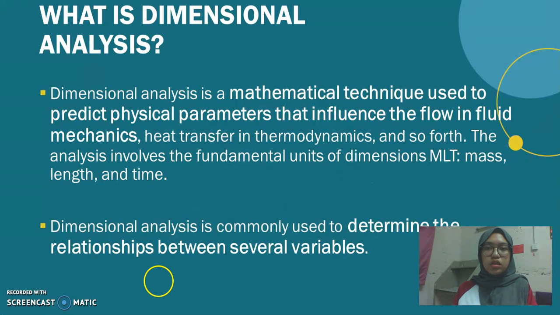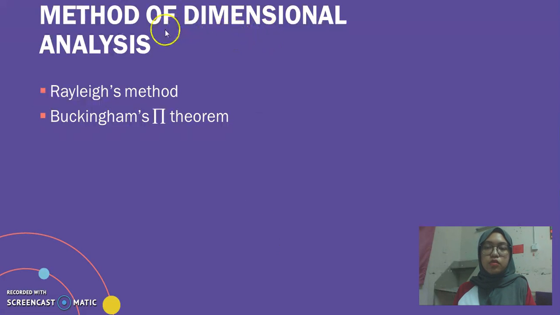Okay. So what is dimensional analysis? Dimensional analysis is a mathematical technique used to predict physical parameters that influence the flow in fluid mechanics, heat transfer in thermodynamics and so forth. It involves the units of dimensions, for example like MLT, which is mass, length, and time. So it is commonly used to determine the relationship between several variables. So two of the methods of dimensional analysis are Rayleigh's method and Buckingham's pi theorem.